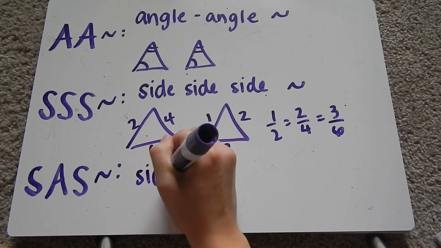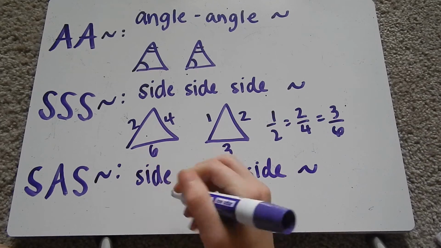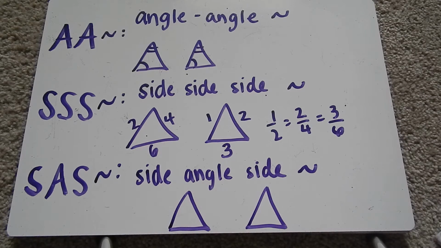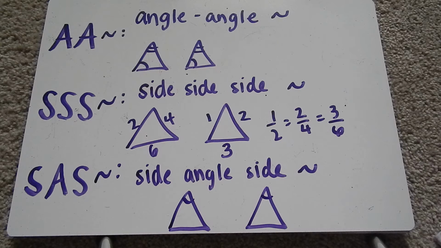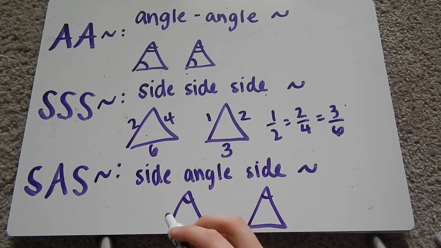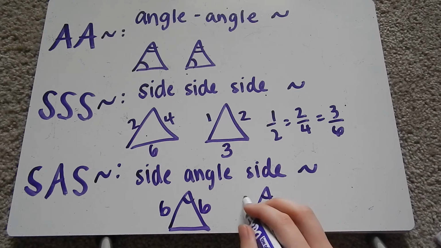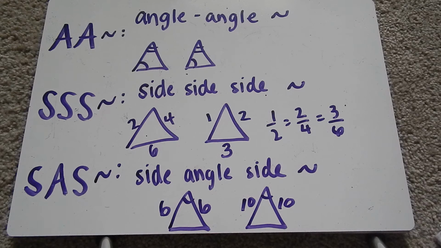Then we have side-angle-side similarity. So let me draw my triangles here. Notice how the angle is in the middle of the sides, which means wherever your angle is, it has to be congruent. You have to look at the sides that meet to form the angle. So if this side was 6 and this was 6, and this side was 10, this side would also have to be 10. They have to be proportionate. These sides don't have to be equal, but they do need to be proportionate.